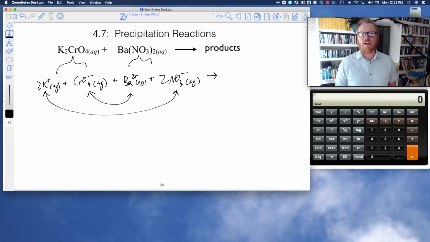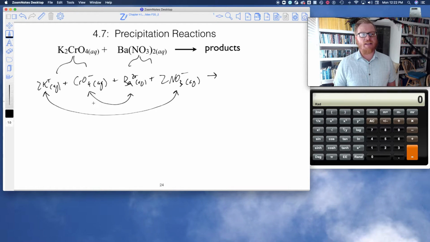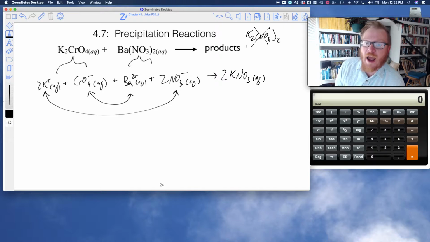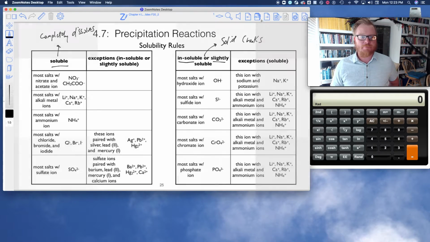So now I can see my options were either to combine potassiums and nitrates, or barium and chromate. And now when I look at that solubility rule, most salts with nitrate are soluble. So what that means is when I combine these to make KNO3, it will be aqueous. There has to be 2 of them, right? Because there were 2 nitrates, 2 potassiums. I know that you want to write this K2(NO3)2. Don't do it. Don't do that. That's not correct. It's 2 KNO3, aqueous.